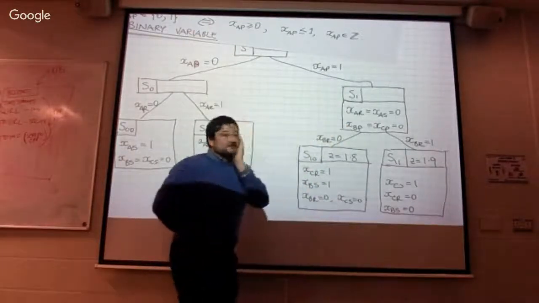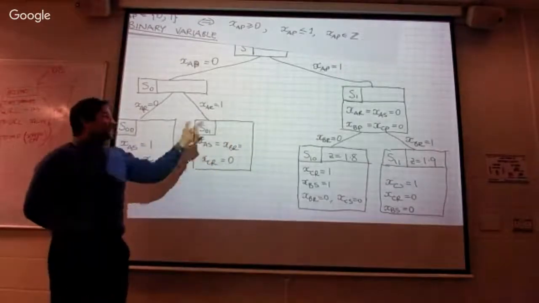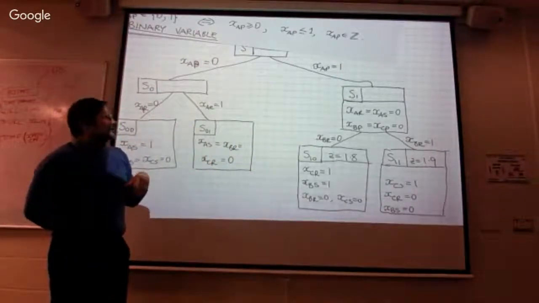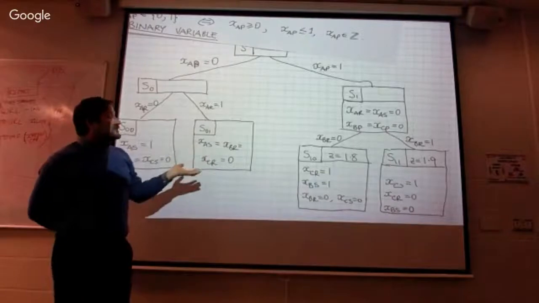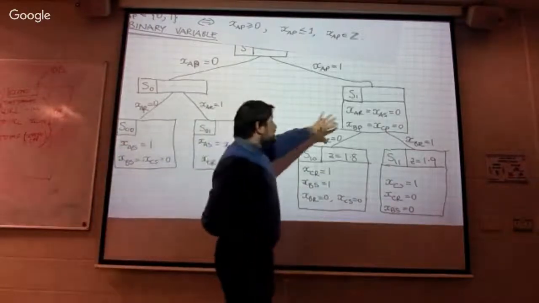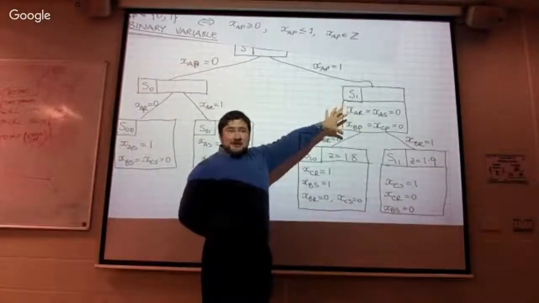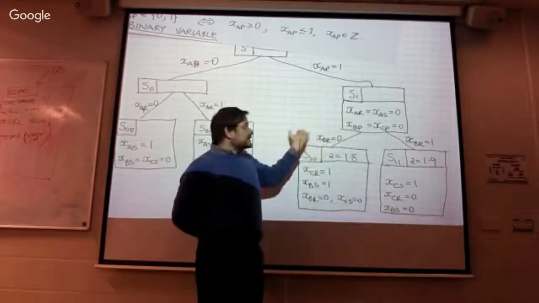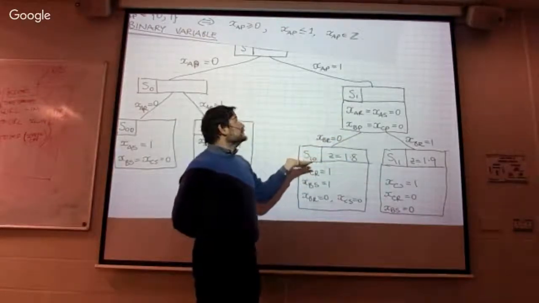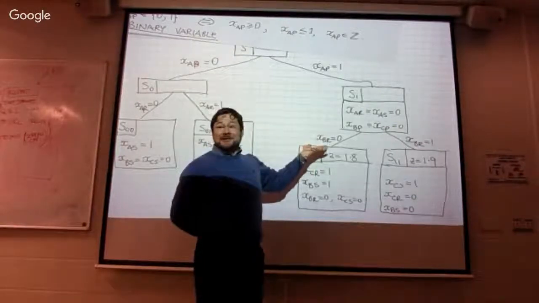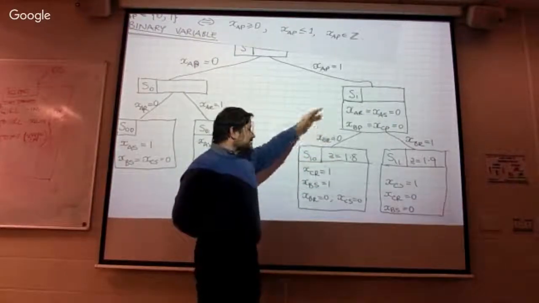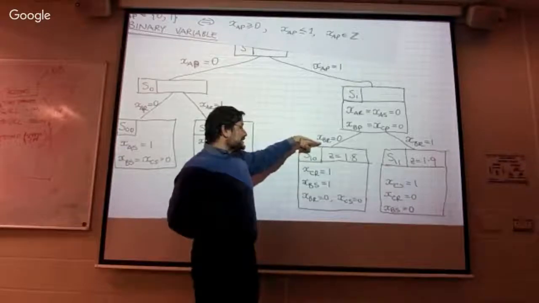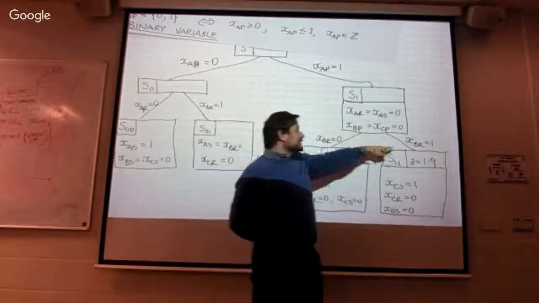So, still some information from knowing that XAP is 1, but not quite everything. So, still don't know the values of everything. But again, there will be several options. So I decided to split one. Why not BR? Now I split and I look at two possibilities. The one where XBR is 0 and the one where XBR is 1.